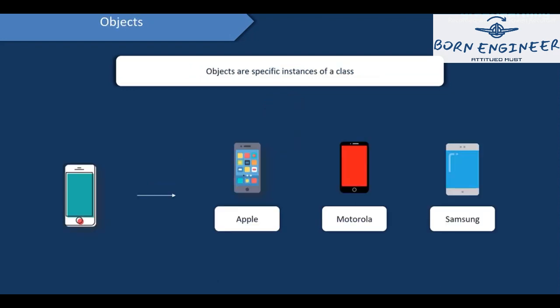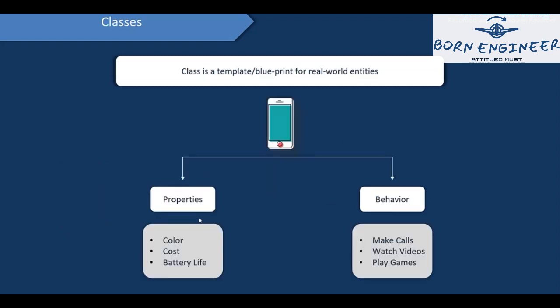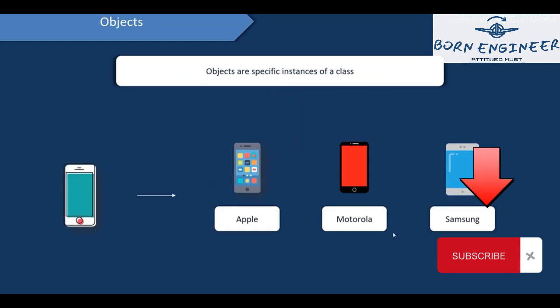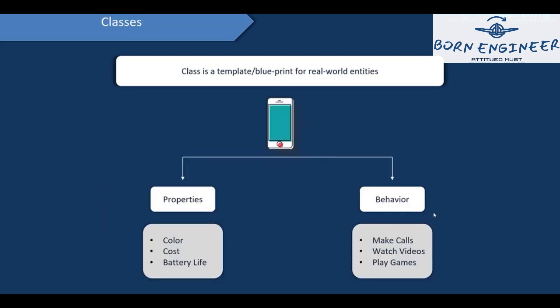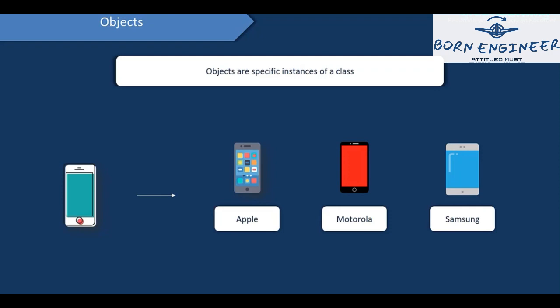Now you must be thinking, what is the difference between these objects? Well, all of these objects would have different values for these properties and different values for these behaviors. The color for all of those three phones would be different. The cost of those phones would be different, and also the battery life would be different. Similarly, making calls would be a different behavior for Apple, and maybe you'd have to click on some other button to make a call from your Motorola phone. This is how these objects differ, but all of them would come under the same umbrella term, which is the class of a mobile phone.